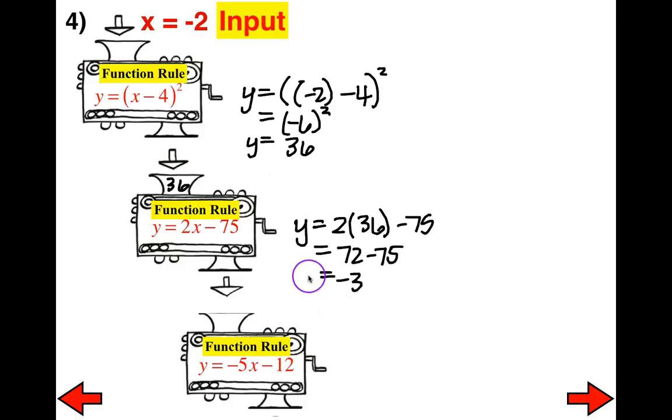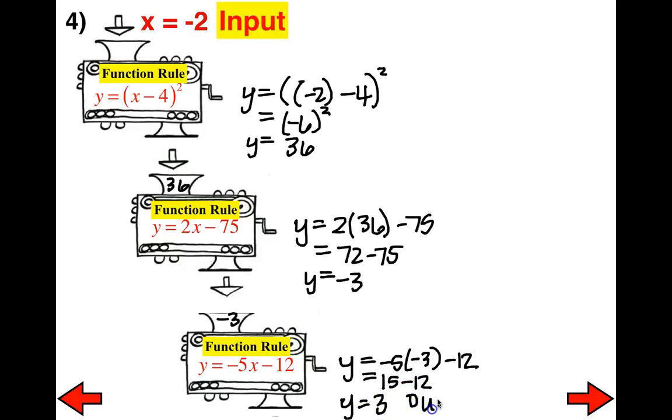So negative 3 is my output, but once it goes in the machine, it becomes an input. So here, I'm going to repeat it one last time. y equals negative 5 times the input, which is negative 3, minus 12. This is going to give me 15 minus 12. So my final output is going to be 3. So hopefully you did that one right. If not, go ahead and take a look and see where you made a mistake so that you can fix it in your notes. But that's the final answer. Okay, so we're just going to go ahead and move on.